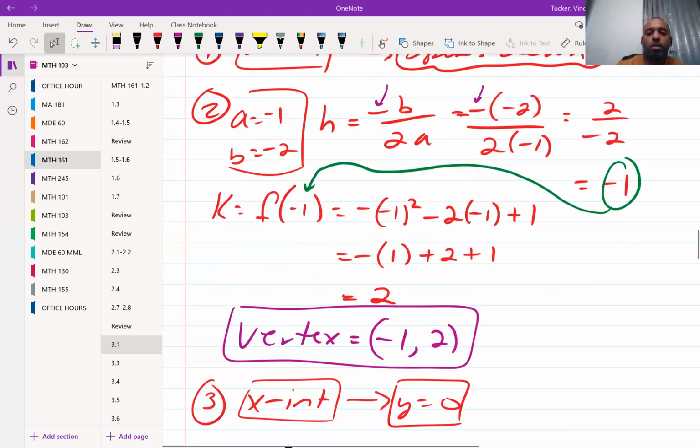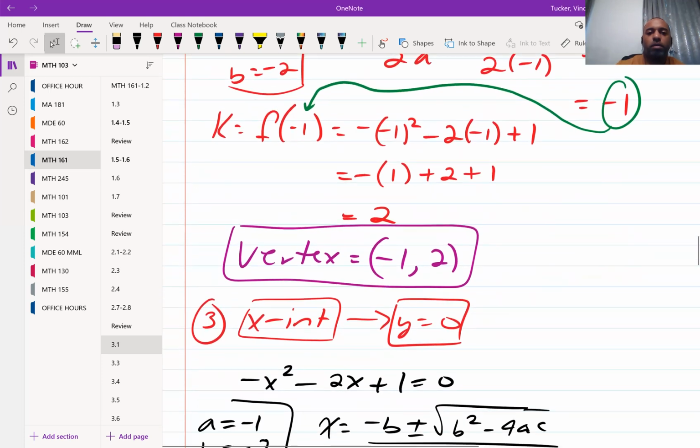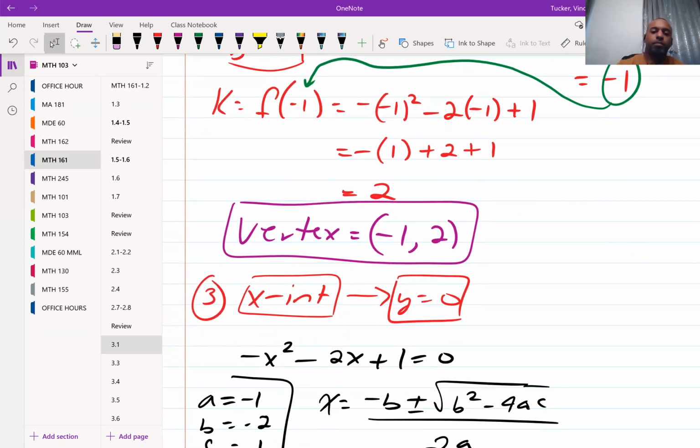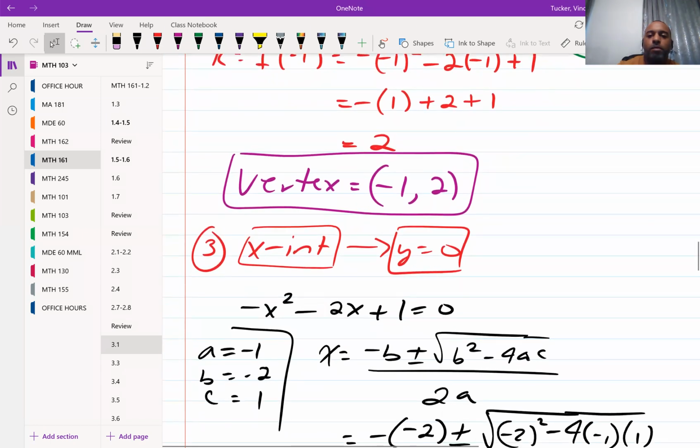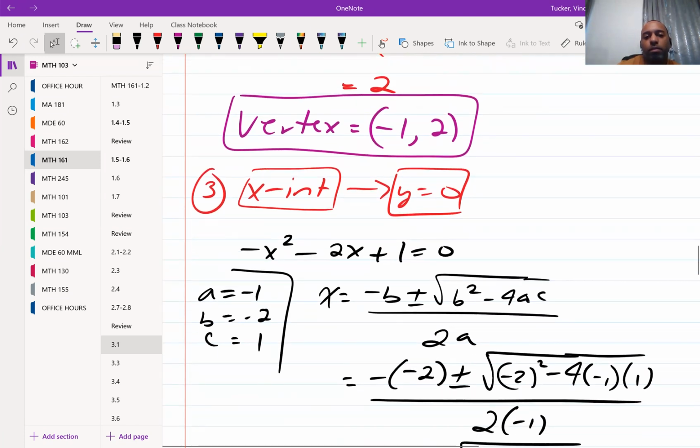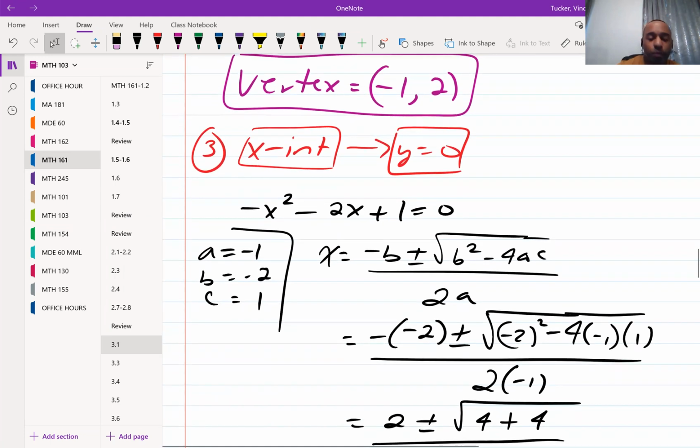All right, so for the x-intercept, let y be equal to 0, just like before. So negative x squared minus 2x plus 1 equals 0. This isn't factorable, so you can put it in the quadratic formula to solve.